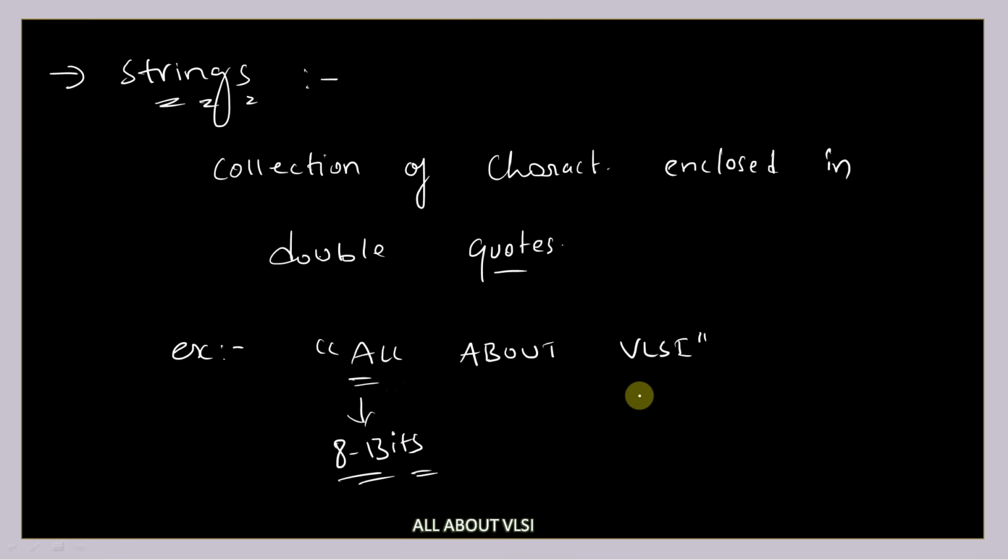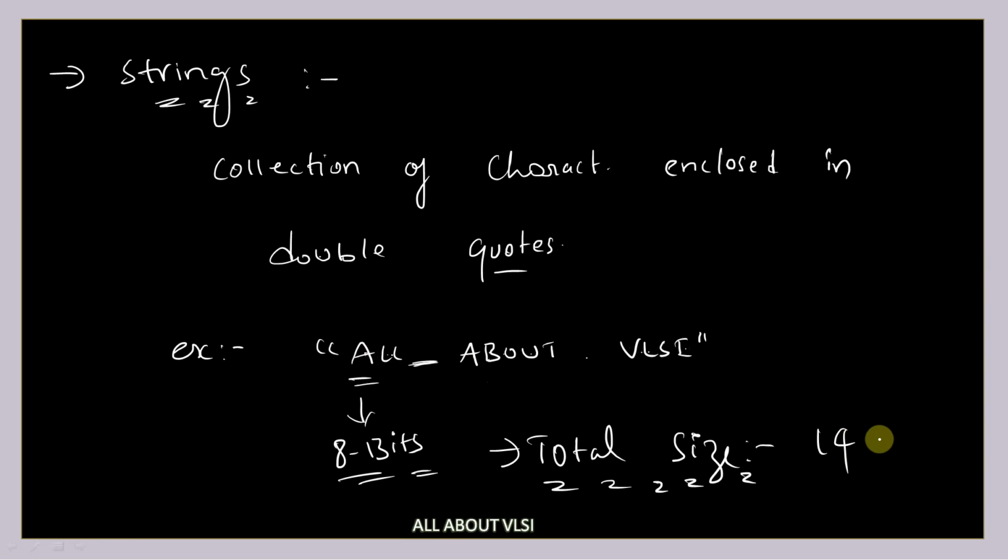So, what is the total size of the string? Can anyone tell me? How many bytes of memory are allocated for this? So 1, 2, 3, and I should also consider the space. 4, 5, 6, 7, 8, 9, 10, 11, 12, 13, 14. So a total of 14 bytes of memory is allocated for this. This is how I'm going to use my strings.